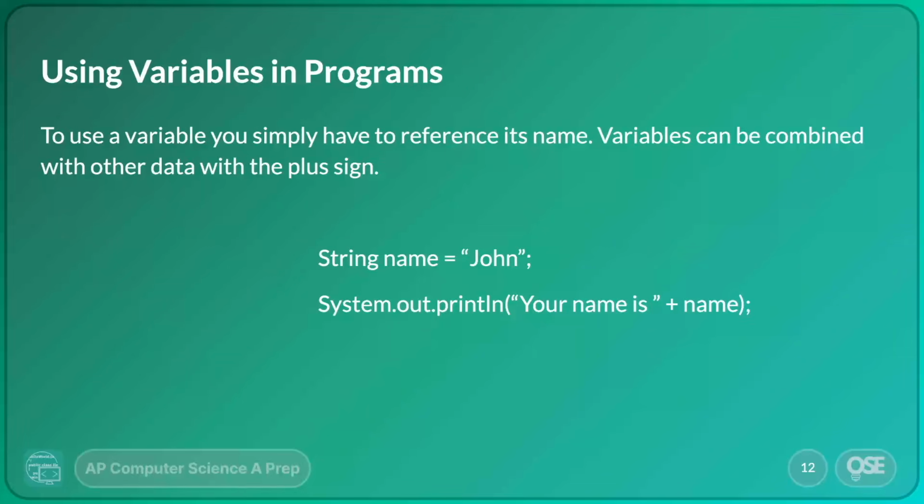To use a variable, you simply have to reference its name later on in your program. Let's say you wanted to print out your variable that stores your name. You could do something such as System.out.println("Your name is " + name).